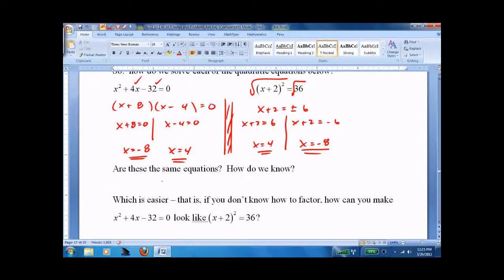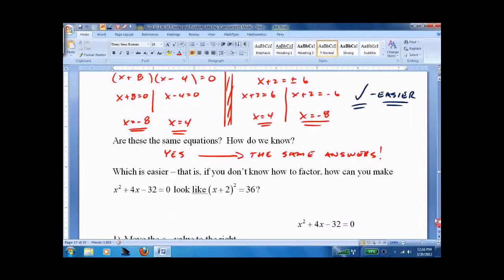Are they the same equations? Obviously, yes. They have the same answers, in case you didn't notice. Which one was easier? Well, almost everybody I know picks this side. So, let's do problems that way. The problem is, how do we go from here to here?